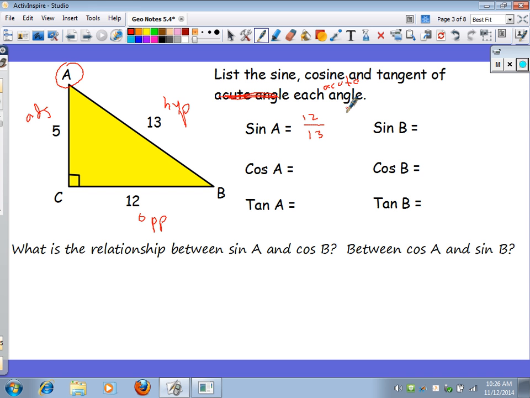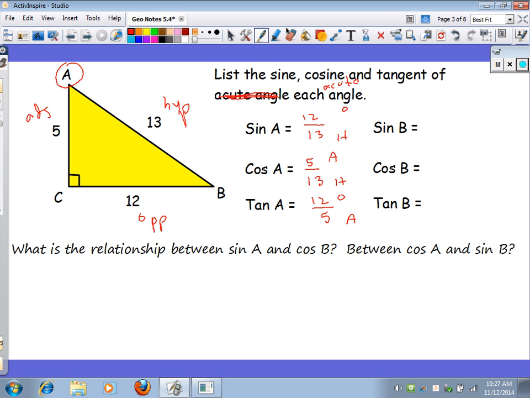Cosine would be, now remember this was opposite over hypotenuse, so it's SOH. Cosine would be adjacent side, which is what? 5, and hypotenuse, which is 13. That's adjacent over hypotenuse, CAH. And then the last one is TOA. So what's my opposite side again? 12. What's my adjacent side? 5. So that's my opposite over adjacent.